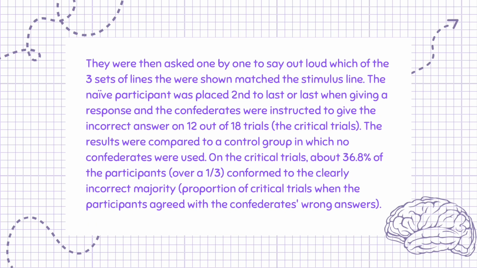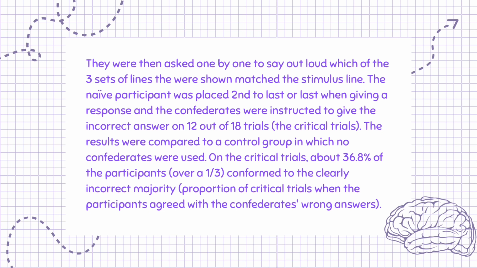They were then asked one by one to say out loud which of the 3 sets of lines shown matched the stimulus line. The naive participant was placed second to last or last when giving a response, and the confederates were instructed to give the incorrect answer on 12 out of 18 trials, the critical trials. The results were compared to a control group in which no confederates were used.